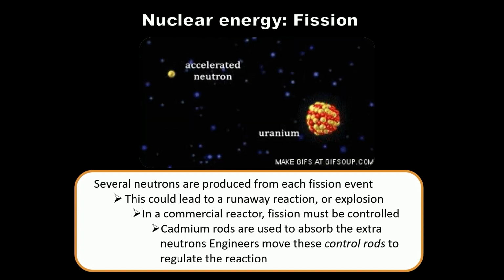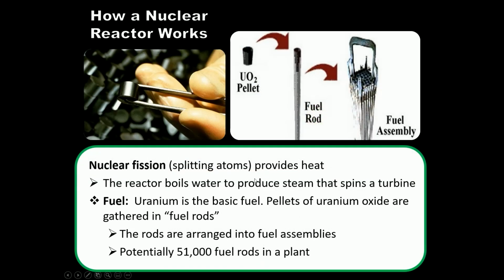So, nuclear fission is the process of splitting atoms, specifically splitting their nuclei, the nucleus of the atom. This provides a lot of heat. The reactor boils water to produce steam, and then that steam spins a turbine. The fuel for this reaction is uranium. It's an inherently radioactive material.